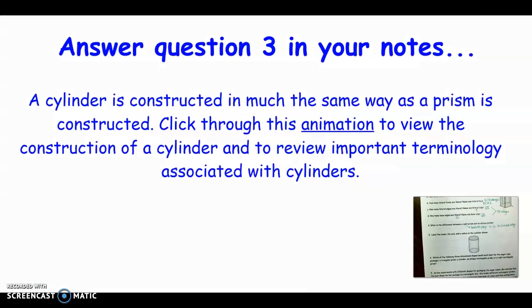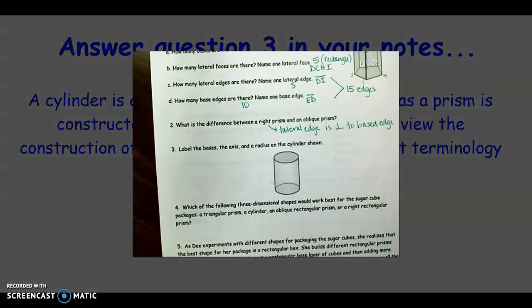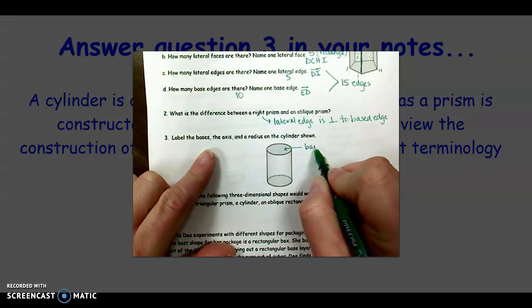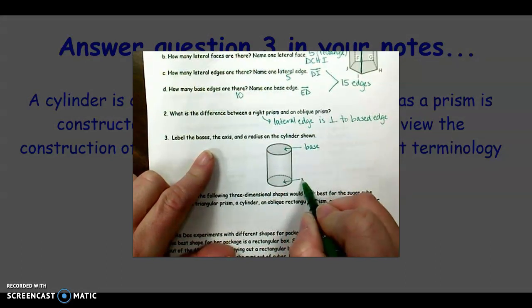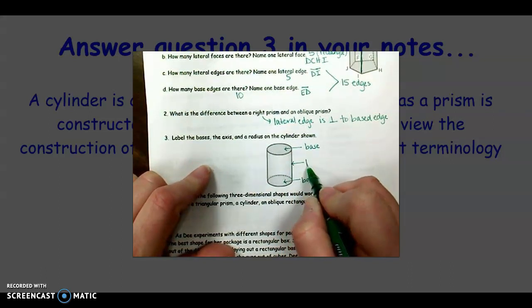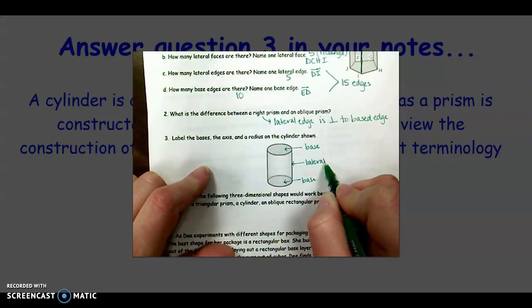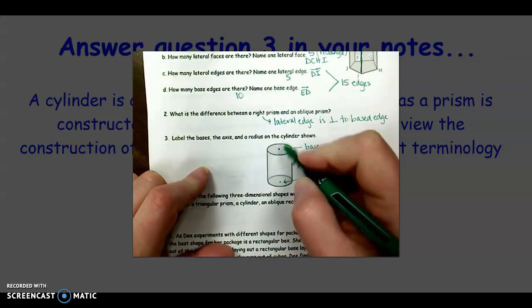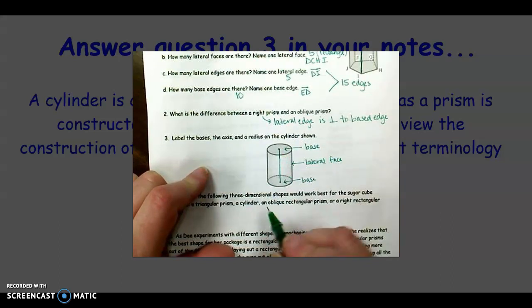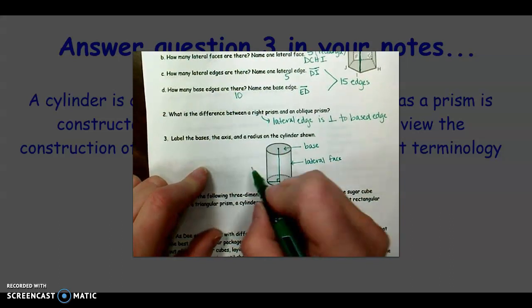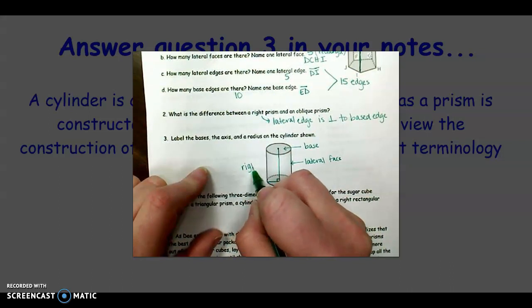So let's look at question 3 in your notes. The bases are the 2 circles that are parallel to each other. This is the lateral face that connects those 2. And then the axis would go from center to center. And when it's perpendicular to the radius of the base, then we have what's called a right cylinder.